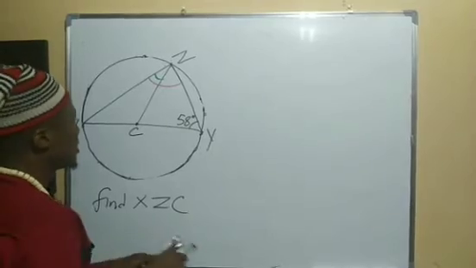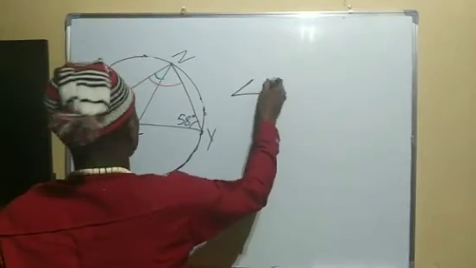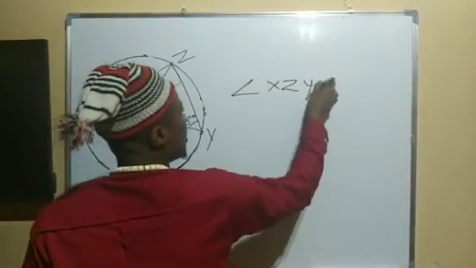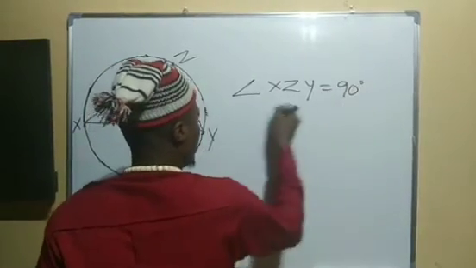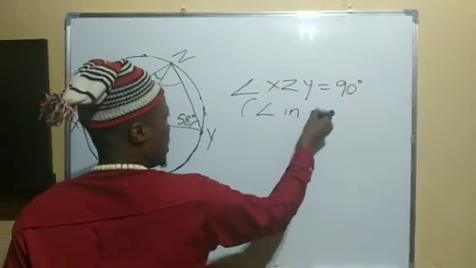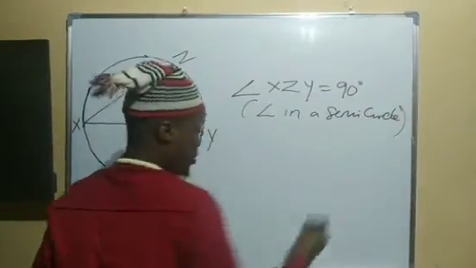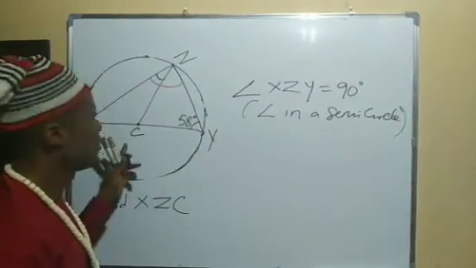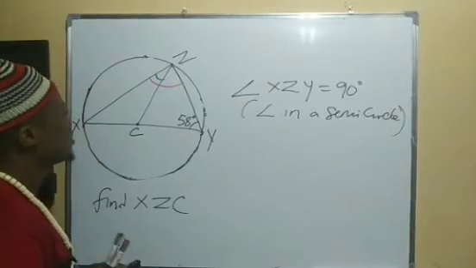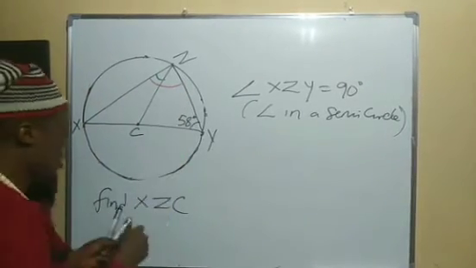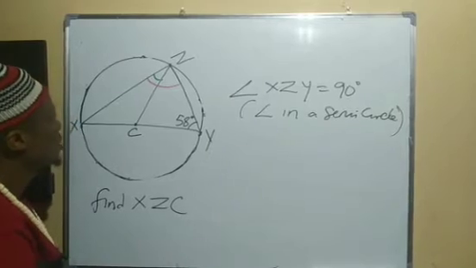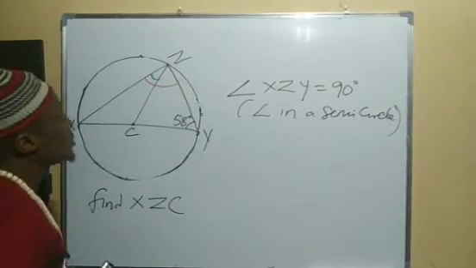So I can write that angle x, z, y is 90 degrees. Reason: angle in a semicircle. Semicircle is half of a circle, so you always suspect it when you have a diameter. Okay? So the sum of angles here is 90 degrees. Okay? So, but the smaller angles here can be got.